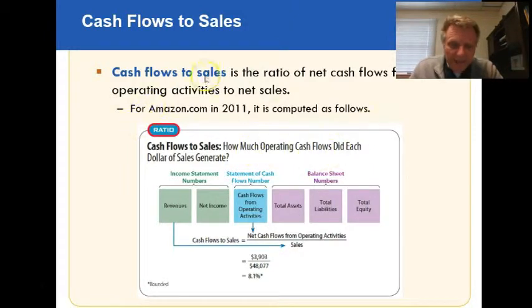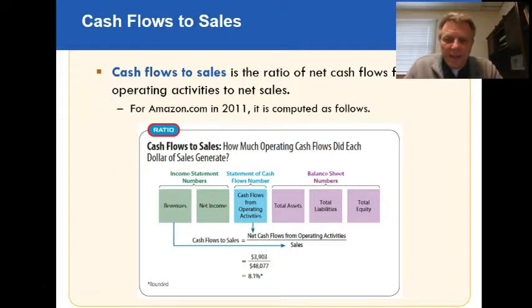In the case for Amazon, it's 8.1%. So the other way to read that is, for every $1 of sales generated at Amazon in this case, it generated about 8 cents worth of cash. Doesn't sound like a lot unless you're talking billions of dollars like you are at Amazon.